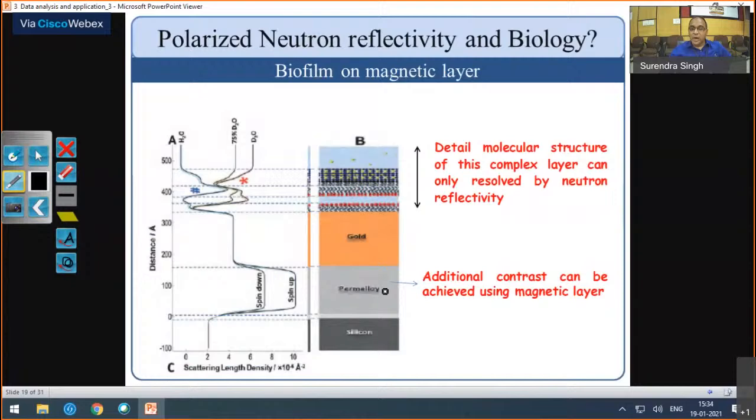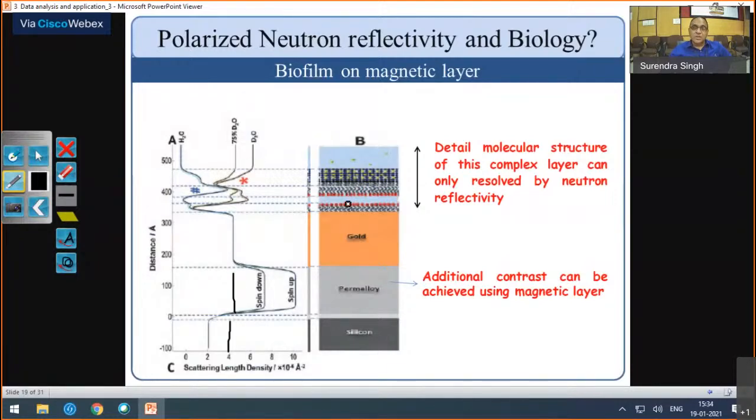Now you have this magnetic layer, so you will have magnetic contrast. You will have a different scattering length density for spin up, and a different one for spin down. Here it is shown for this structure, the scattering length density for neutrons. So you can see if you do polarized neutron reflectivity, silicon will have only this scattering length density, but for the magnetic layer there are two scattering length densities, for spin up and spin down, and there will be the same scattering length density.